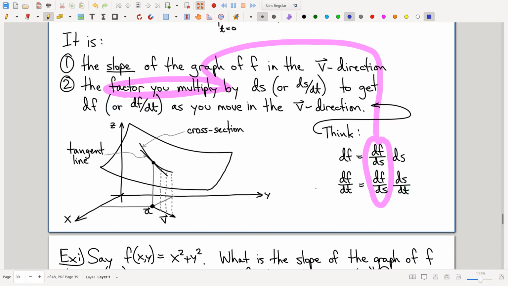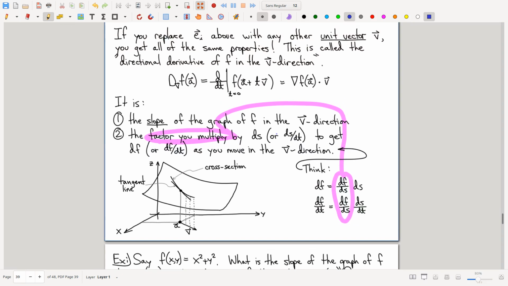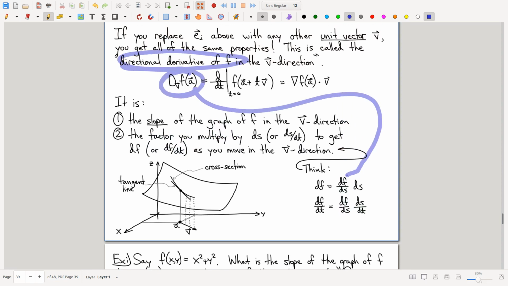So this is the last little thing I'm going to say before our examples. Alternative notation for a directional derivative is to write it as df ds. Not df dt, but df ds. Rate of change with respect to distance that you move in whatever direction you're going. Okay. All right, so let's do one.